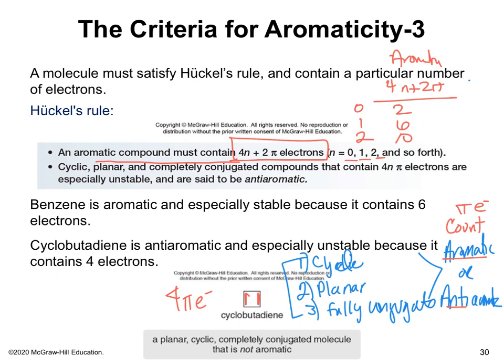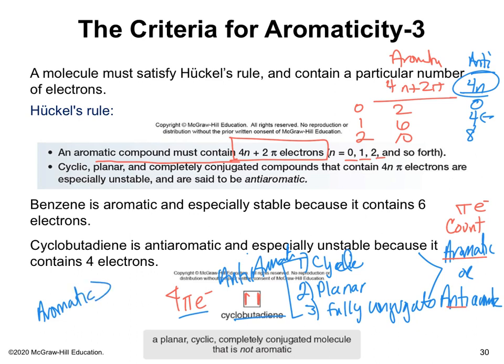Do you see that for anti-aromatic, it's 4n? So that's 0, 4, and 2 times 4 is 8. If it has this number of pi electrons, it's anti-aromatic. Well, 4 pi electrons: cyclobutadiene is anti-aromatic. Anti-aromatic is less stable. Aromatic is the most stable, then non-aromatic, which is more stable than anti-aromatic.